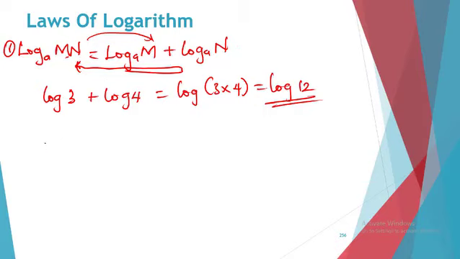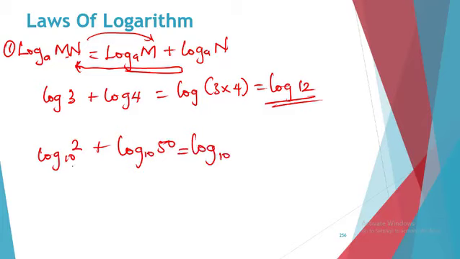So assuming we have log 2 base 10 plus log 50 base 10, all you have to do here is to write down the log and the base, since they are of the same base.